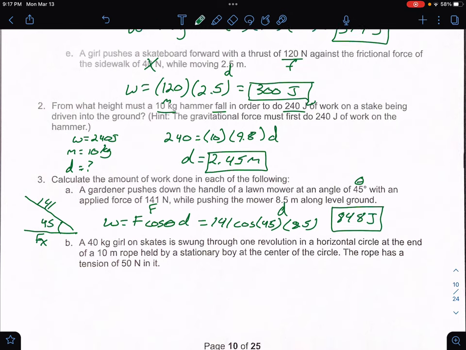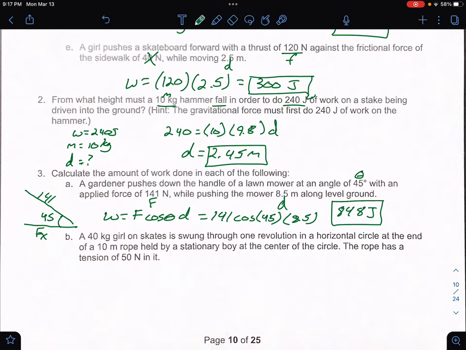Okay, B, a 40 kilogram girl skater is swung through one revolution in a horizontal circle at the end of a 10-meter rope held by a stationary buoy at the center of the circle. The rope has a tension of 50 newtons. If you notice, you've got a circle here, and it's being swung around. The force would be 50 newtons, but your force and your distance are going in different directions. One force is going towards the center, and your distance is going perpendicular to that. When your force and distance are perpendicular, that means there is no work being done.